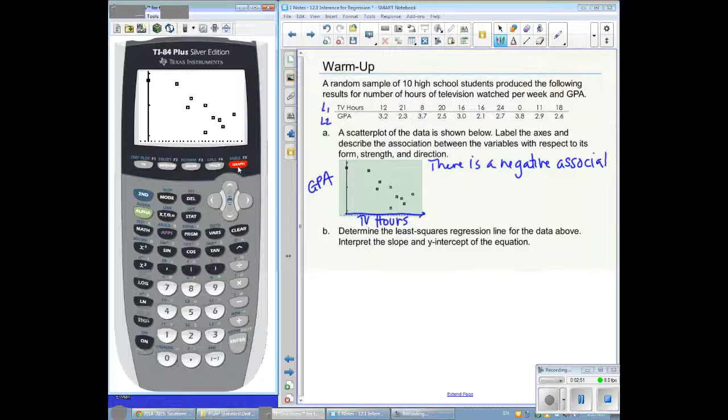There's a negative association between TV hours and GPA. Do you have more to that? A moderate, you want to throw linear in there somewhere? So maybe moderately linear.